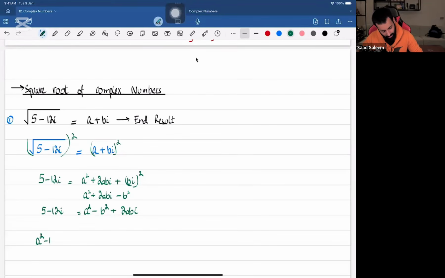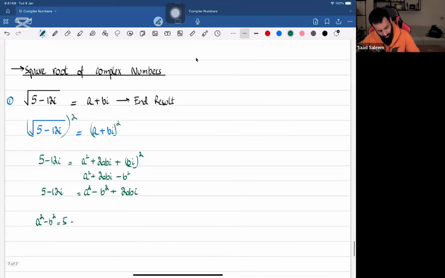Now a square minus b square is equal to what? Is equal to 5. That's one equation. Okay, expect this to be around 4 or 5 marks easily. And the other equation that you will get is by comparing real with real, and now imaginary with imaginary. So that's minus 12 equals to 2ab. So 2ab is equal to minus 12, which means ab is equal to minus 6.